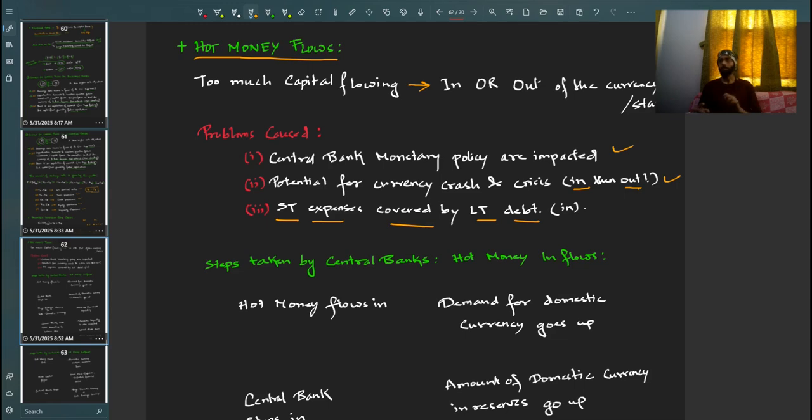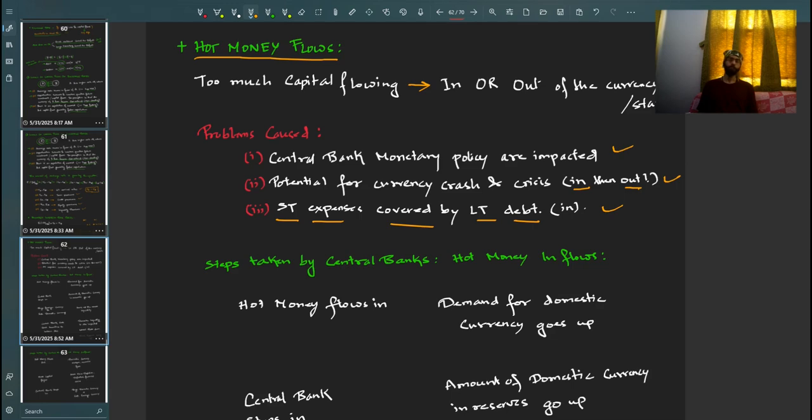And if the short-term revenues are drying up, the short-term earnings are drying up, then servicing the debt becomes very, very difficult. And this can actually create a crisis. So this is the third problem, short-term expenses covered by long-term debt, which can actually aggravate the possibilities of a crisis or aggravate the intensity of a crisis.